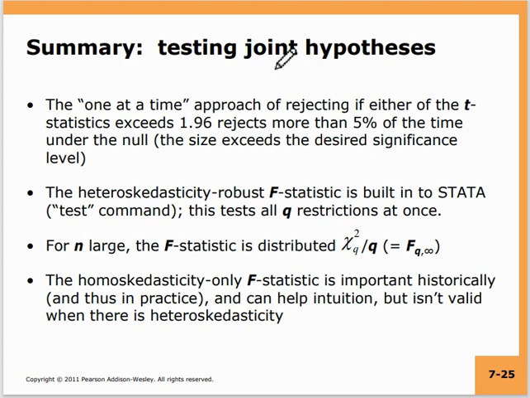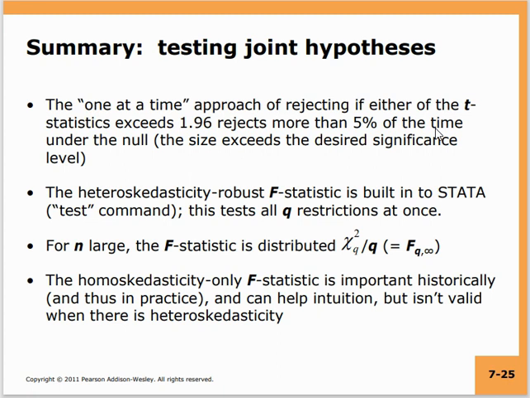So to summarize, when you want to test a joint hypothesis, the one-at-a-time approach of testing each of the beta parameters and rejecting if any of them is greater than 1.96 will end up rejecting the null hypothesis more than 5% of the time. Even if you have a pre-specified tolerance of 5% type 1 error, you will end up committing a type 1 error of maybe greater than 5%.